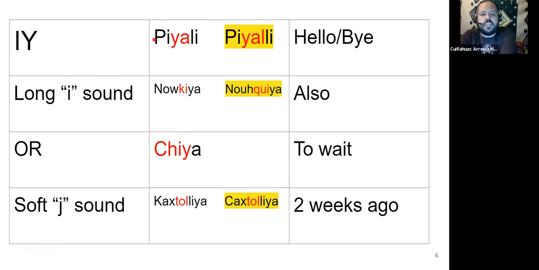Biali, biali. Nohkia, nohkia. Chia, chia. Kastolia, kastolia.